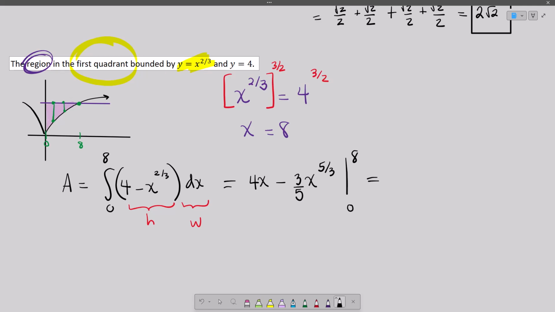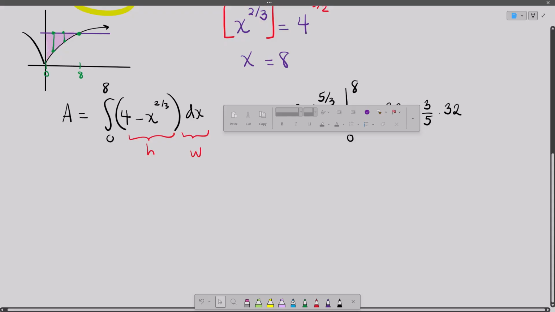Plugging in the 8 will give us 32 minus 3/5 multiplied by, plugging in 8 here. Again, simpler to activate the denominator first. The cubed root of 8 is 2, and then 2 to the 5 is 32. You could do 8 raised to the 5th power and then take its cubed root, but that's going to be a lot harder. So we'll do it the other way. We'll go the easy way. So we've got that. And now we just have to do this arithmetic here.